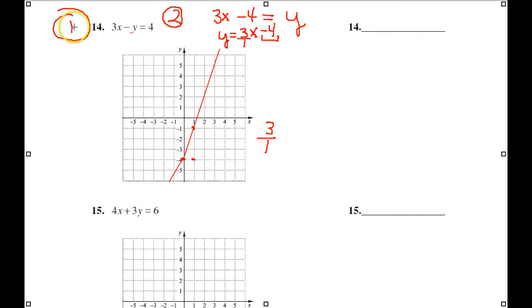When it's in standard form, equation 1, we solve for y, put it in equation 2. We want a positive y, because once we solve for a positive y, whatever the coefficient of x is, that's our slope. And then in this position, that's our y-intercept.